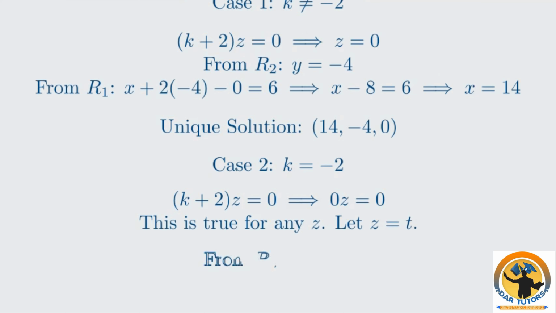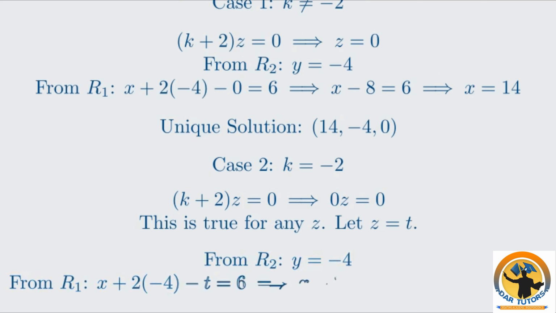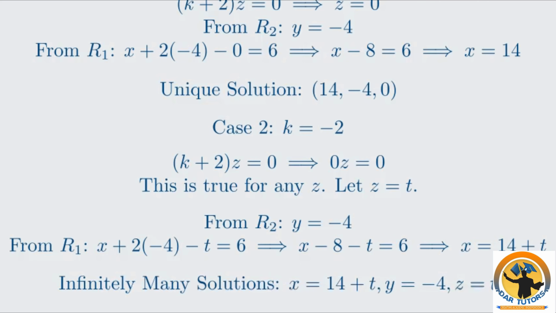From the second row, y equals minus 4. From the first row, x minus 8 minus t equals 6, so x equals 14 plus t. The solution is a line, case 7. This example shows how a parameter can change the nature of the solution.